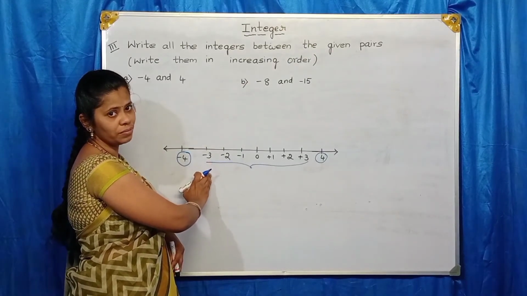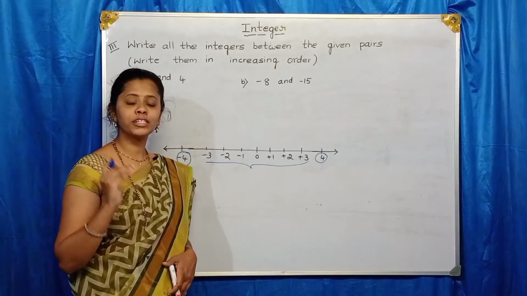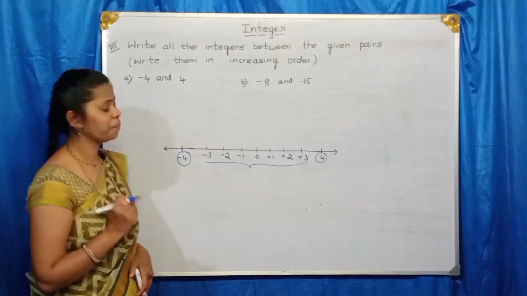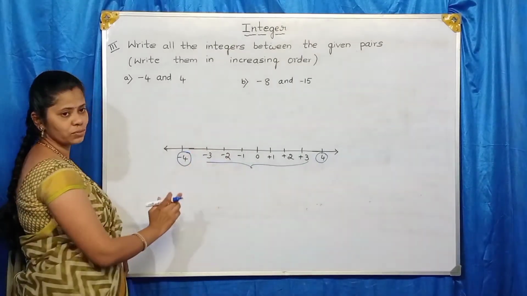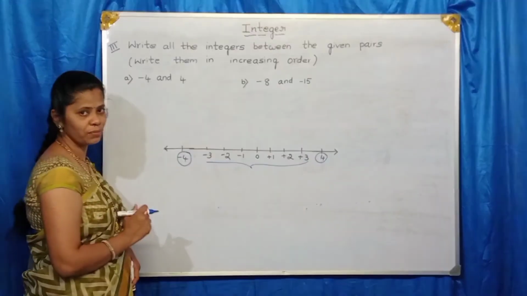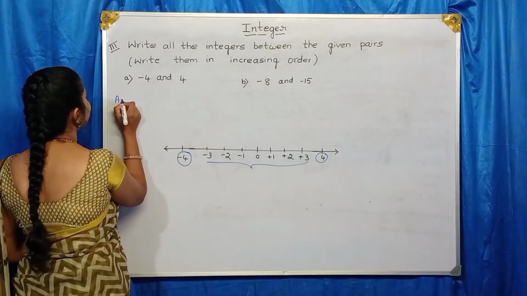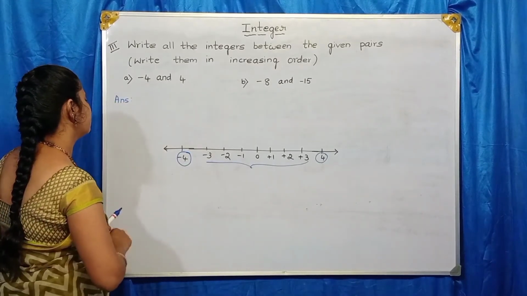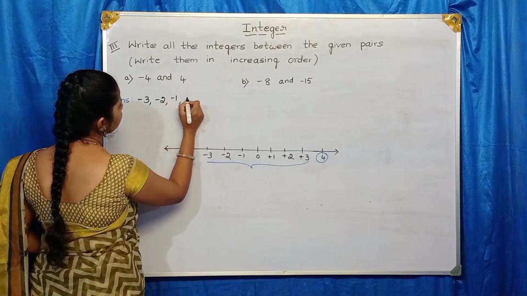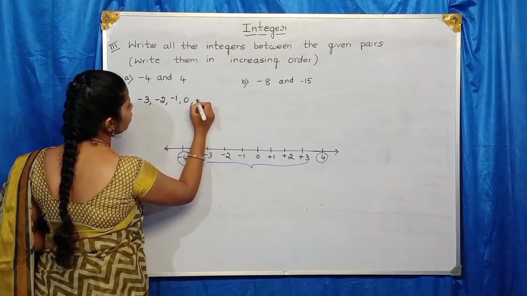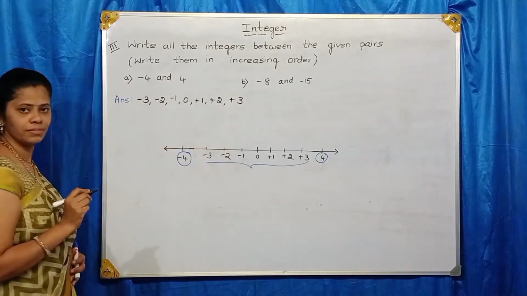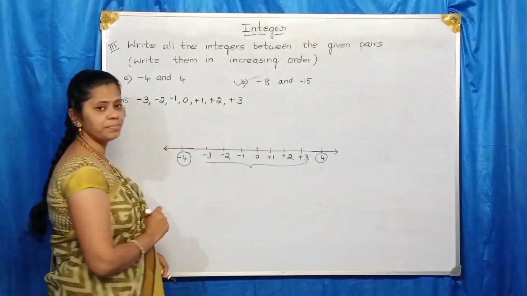-3 is small. See here, about this I have explained in detail in my previous video. Please check the link, okay? And the second smallest number is -2. So, -3, -2, -1, 0, +1, +2, +3. Okay? So, our answer is -3, -2, -1, 0, +1, +2 and +3.